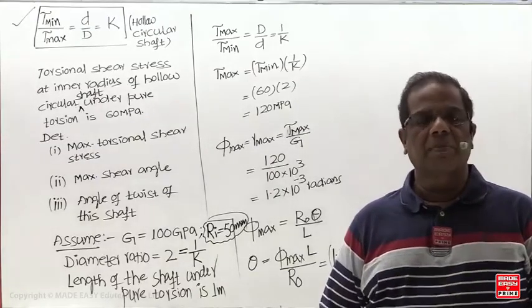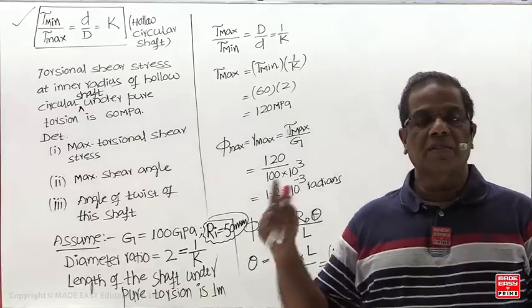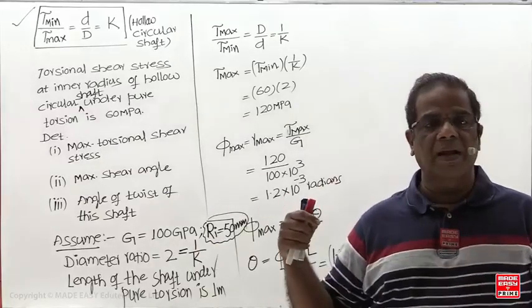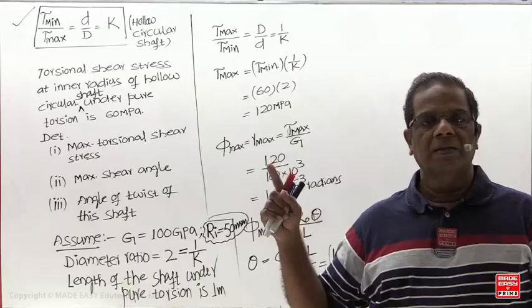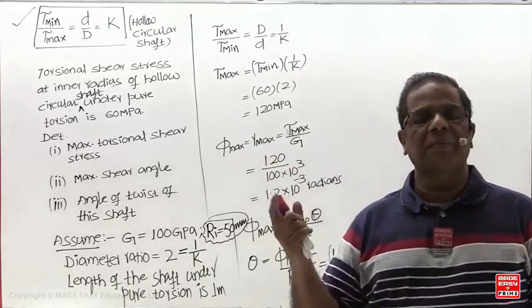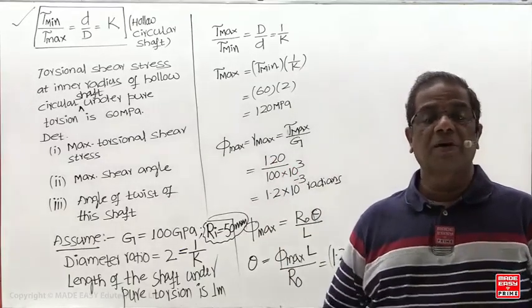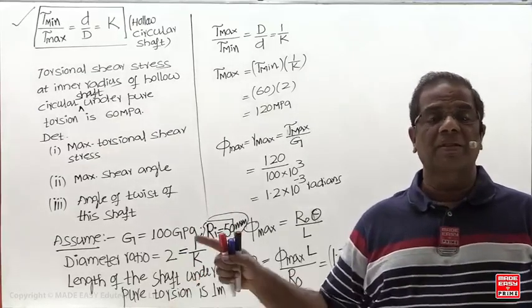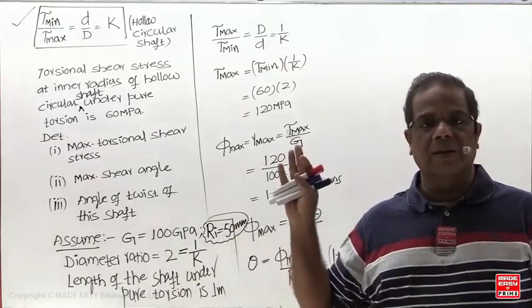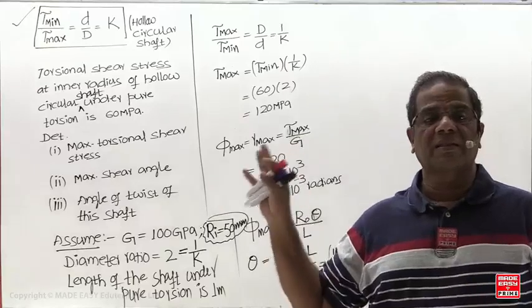The second friend is going to use T by Zp. You will get the answer, but you may take one minute like that. But the third friend is using G R theta by L. Whoever uses G R theta by L, the first problem is they are going to get the incorrect answer. They will assume the thetas are same.